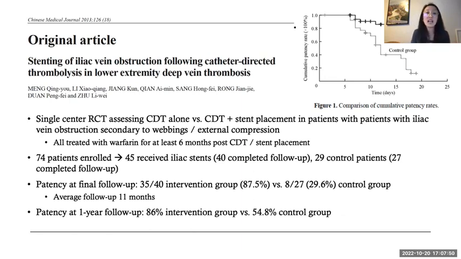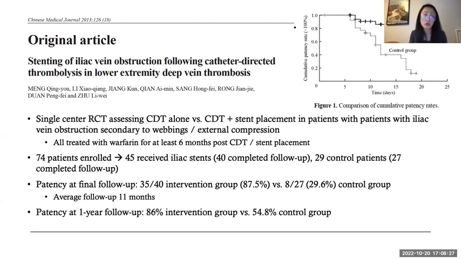So what is the evidence then for actually treating patients who do have MTS with catheter-directed thrombolysis? This is a single center RCT. I will say that the evidence is overall quite limited, but this is a single center RCT completed in 2013, and it was assessing those treated with CDT alone versus CDT with stent placement in patients with iliac vein obstruction secondary to what is thought to be May-Thurner syndrome.